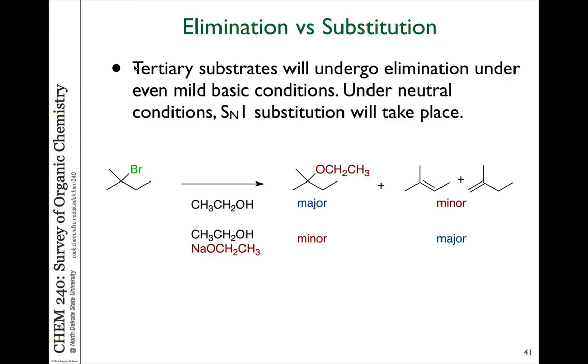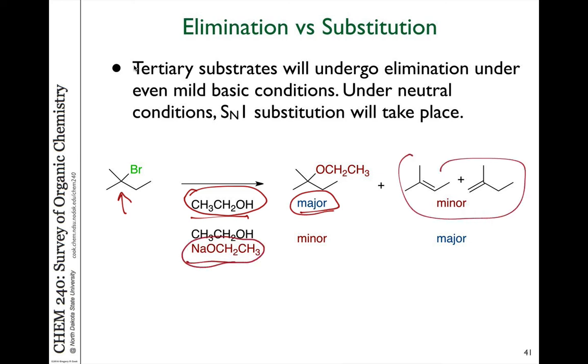And with tertiary substrates, where we can form carbocations from something like this tertiary bromide, we can see that in the absence of any kind of base, just in ethanol as the solvent, you heat that up and the major product is the substitution product. Eliminations are very minor. Whereas if we introduce even just a tiny concentration of something a little more basic, such as sodium ethoxide, then the competing elimination reactions will take place through an E2 mechanism as opposed to E1 versus SN1.